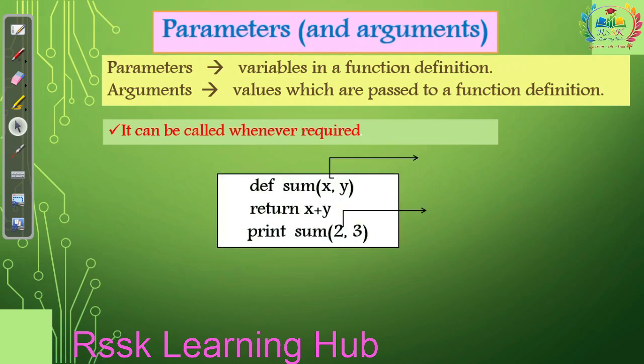Let us see one example over here. See this one, def. Def is for defining a function. This one is your function name. What is your function name here? Sum. Sum is your function name. Any name followed by brackets like this is called the function definition part. Now see this one, sum x comma y. This x and y is called a parameter.